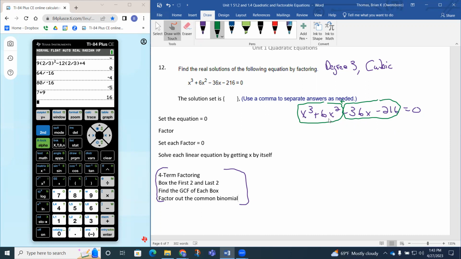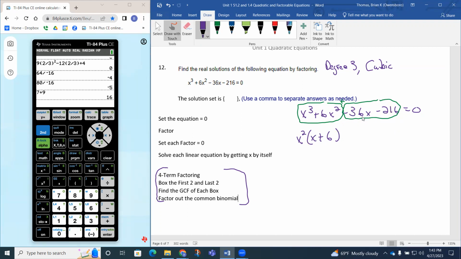So if you look at this first box, they have 2 x's in common. So an x squared is going to come out. So if 2 x's come out, that's going to leave me an x. And since both x's came out, that just leaves me the 6. Now, this next one, notice how there's a negative here as well in front. We want to bring this negative out as well. So if we bring a negative out, both of these signs will have to change.